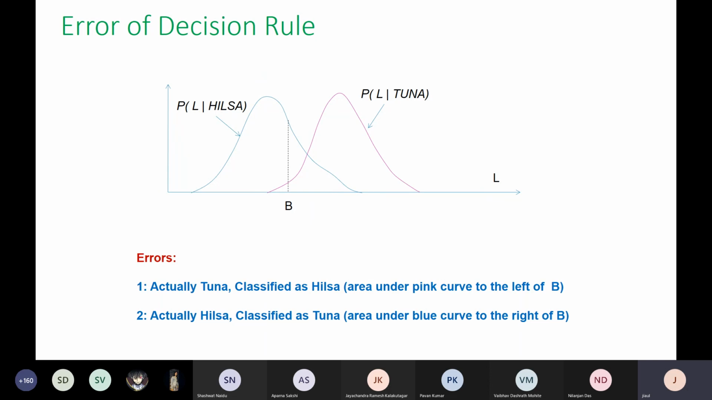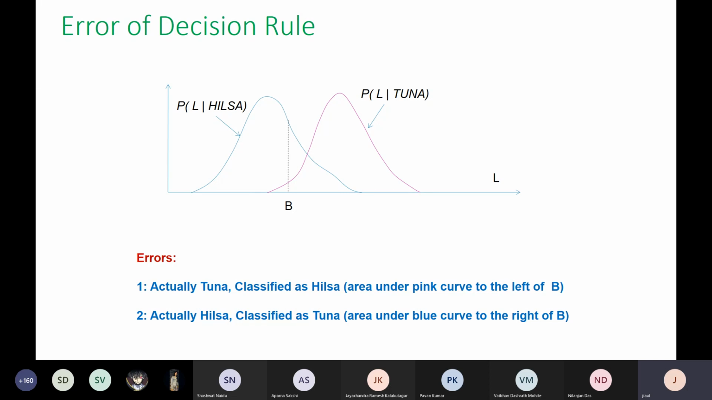All right, now let's see the decision rule and what kinds of error you can encounter. For example, I measured the lengths of two categories of fishes, in this case Hilsa and tuna, and then I came up with the probability distribution. You can see the probability distribution of the length given a fish, and so on and so forth. And there is a certain overlap region. That means based on the length, you cannot definitively say whether this is going to be Hilsa or tuna, because there can be some short-length Hilsa or long-length tuna.